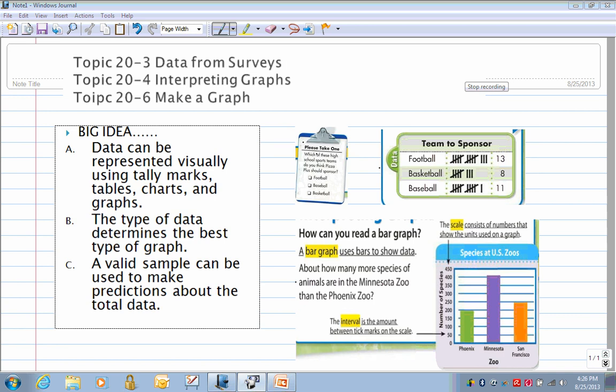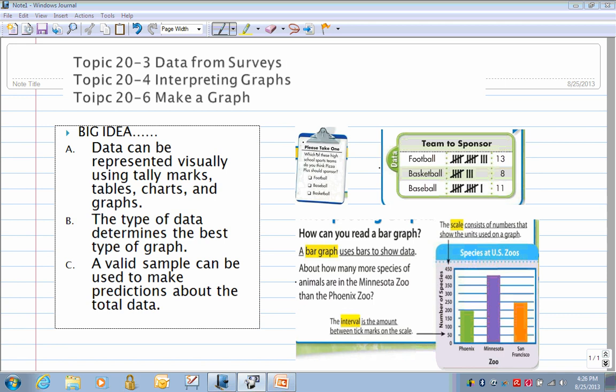We are going to combine 3 lessons. We're going to work on topic 3, data from surveys, 4, interpreting graphs, and finally, lesson 6, we're going to actually make a graph. There are some big ideas from these 3 lessons.